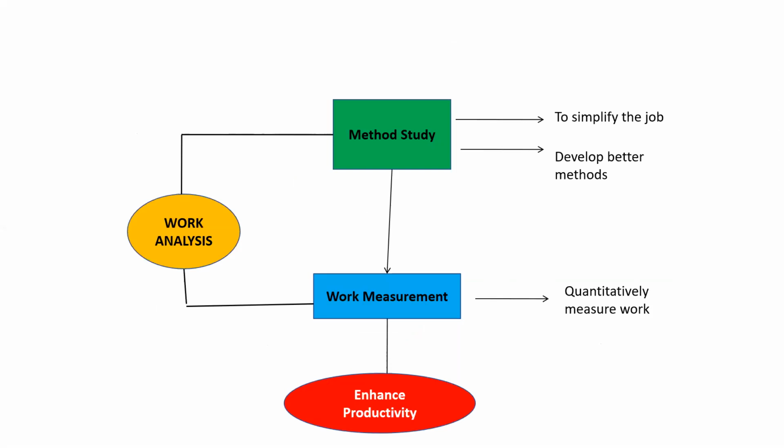Through the method study, we make a work analysis. Based on that, work measurement will be done and we can enhance the productivity. Basically, the method study will specify what methods we are going to follow to fulfill a task. That is, it will identify what the job is and we need to develop a better method to do that particular job through the method study. Work measurement is a quantitative measuring of the work: how much work, in how much time, and how many resources we are spending. That will be analyzed in the work measurement. These both combined will enhance the productivity.